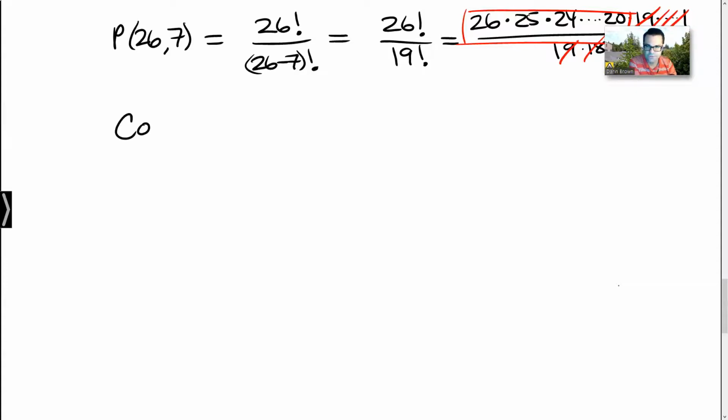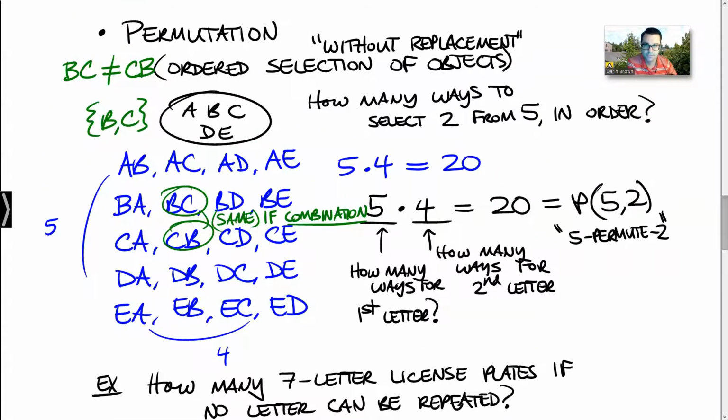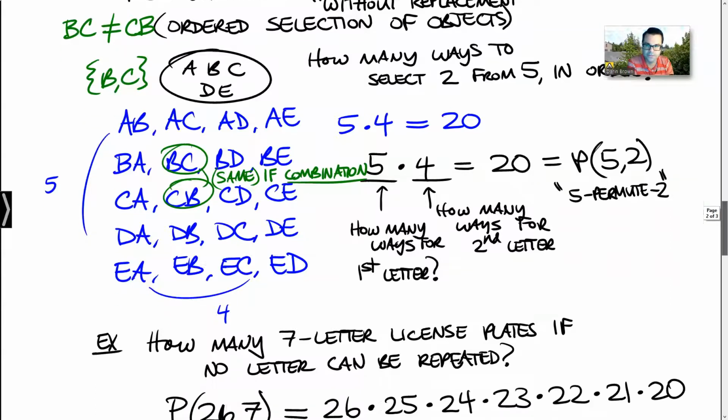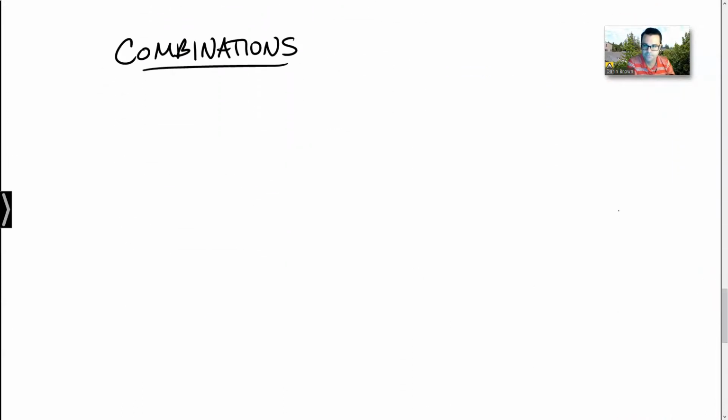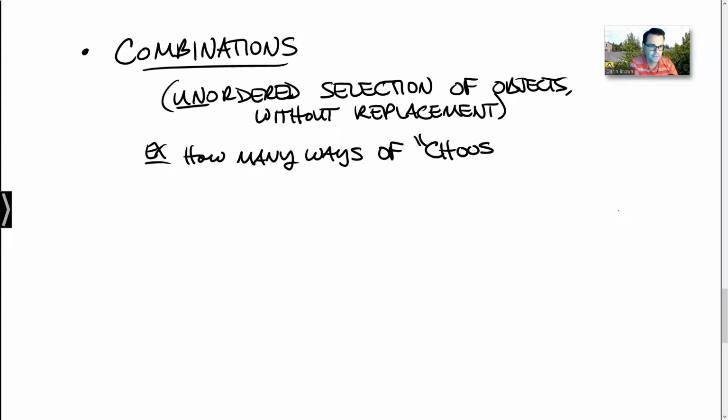Okay, so combinations. As with permutations, these are an unordered selection of objects without replacement. So we could ask the same question we did above. How many ways of, the way that you kind of say this in math is choosing. How many ways are there of choosing 2 objects out of 5?